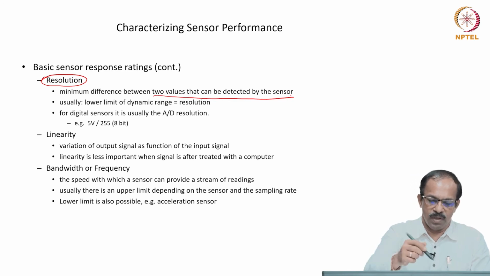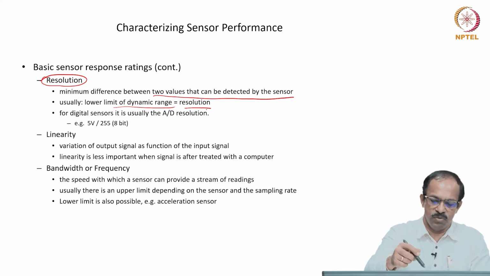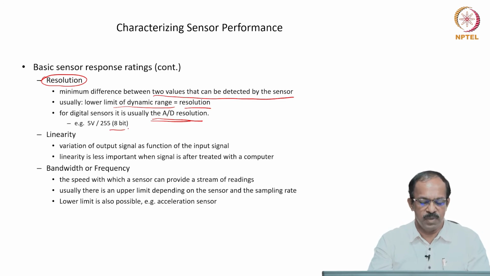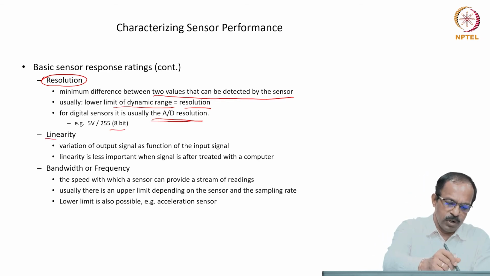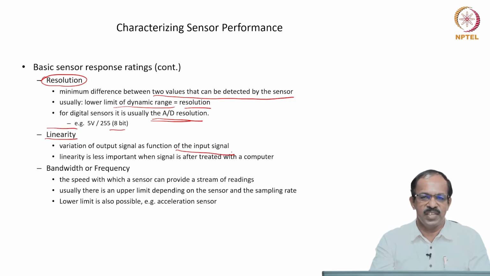Okay, so the lower limit of dynamic range is the resolution. So it's 0.001, normally we call that as the resolution. It is usually the analog to digital resolution in the case of digital sensors. See, 8 bit or 12 bit like that we tell, so that is basically the analog to digital resolution. Linearity is very important, the variation of output signal as a function of the input signal. If the variation is linear, then it's a linear measurement, but if it is not linear, then we need to know what is the relationship in order to get the output from the sensor.